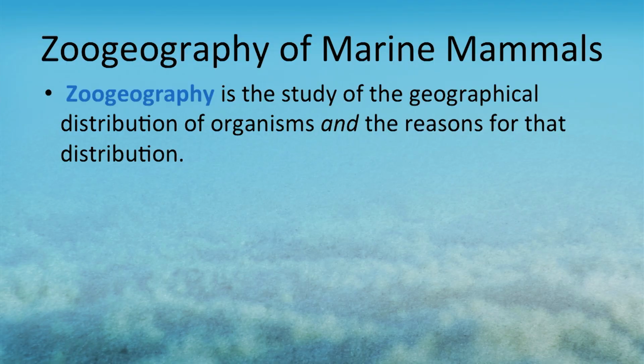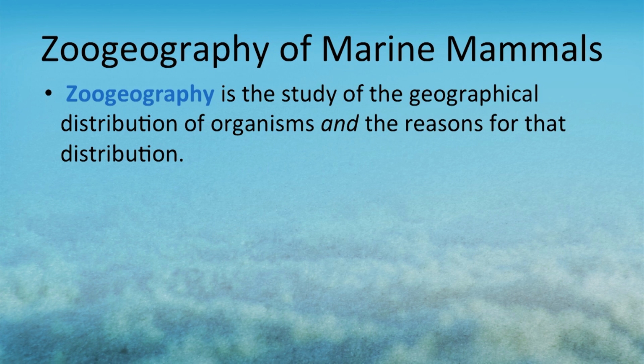Okay, one of the major aspects of studying marine mammals is looking at where they live, and not only where they live, but why they live in that particular area. Such a concept is called zoogeography. So when somebody says, I want to know about the zoogeography of a particular marine mammal, let's just say an orca or a killer whale, then what they're really asking is, where do those orcas live and why do they live in those particular areas?